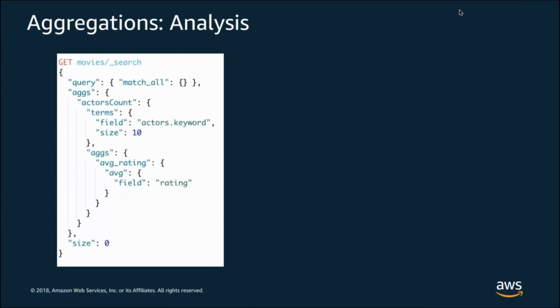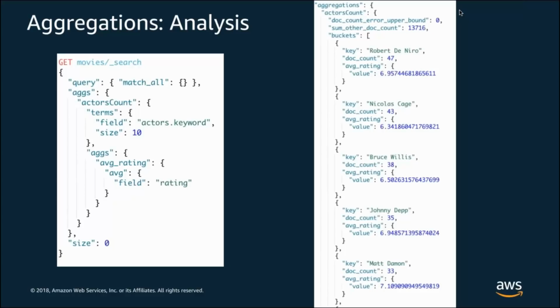Let's look at that in context of our movies. So in this case, I'm looking at matching everything. So my query here could dig in a little bit more specifically, but I'm matching every movie, and then I'm aggregating across the actors. So just that portion gives me a set of buckets where each bucket contains one actor. In our result here, you can see I have Robert De Niro, Nicolas Cage, Bruce Willis, etc.